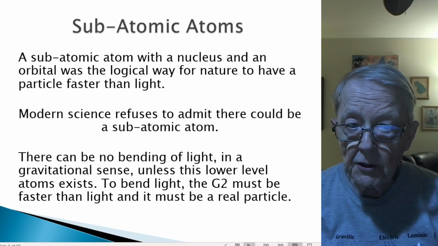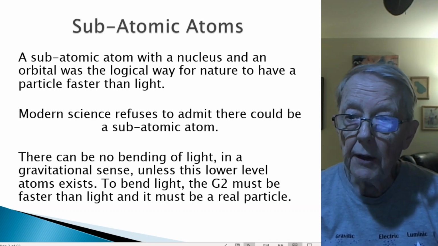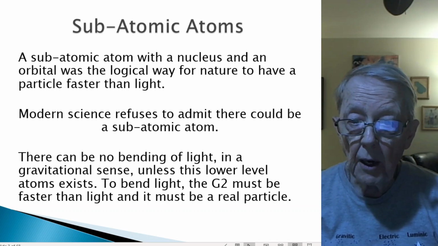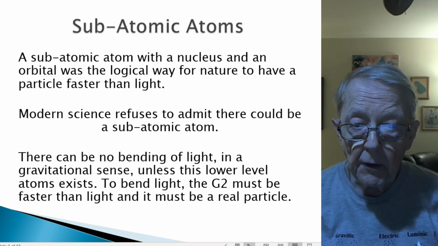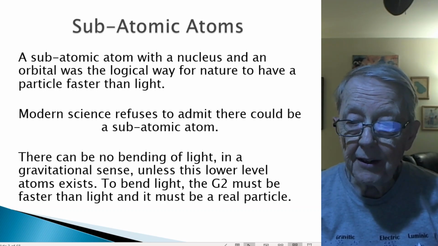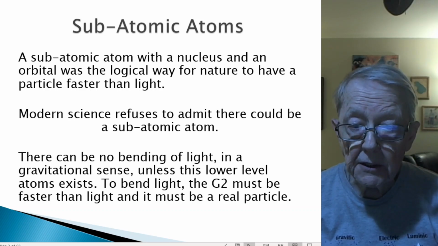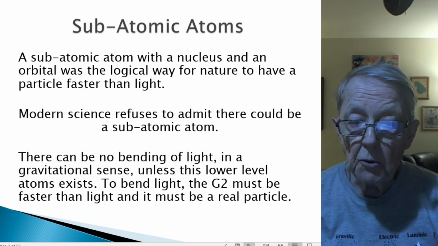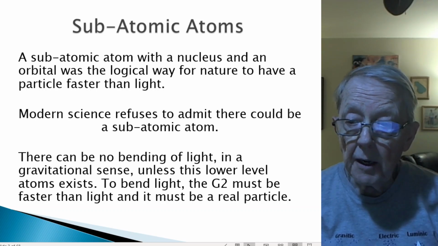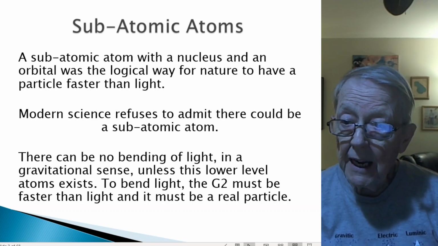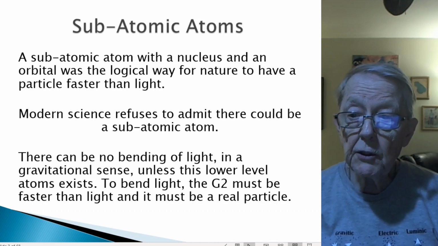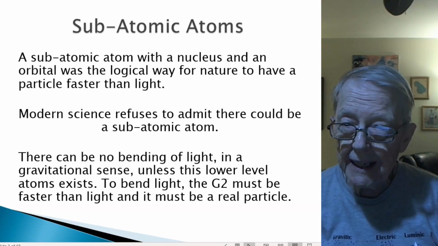And yes, modern science refuses to admit there's a subatomic atom. They only talk about subatomic particles. But there can be no bending of light in a gravitational sense unless this lower level atom exists. To bend light, the G2 must be faster than light, it must be a real particle, and it must be able to pass through the object that it's moving.